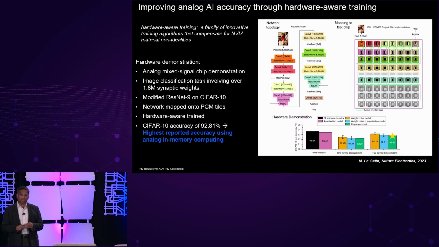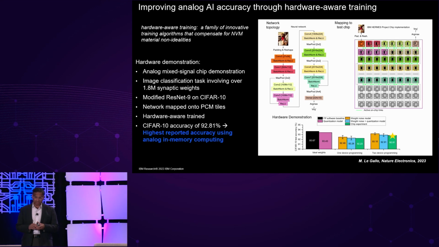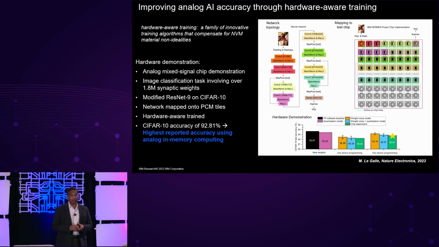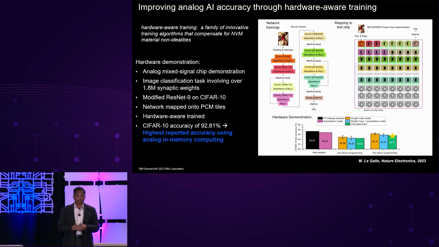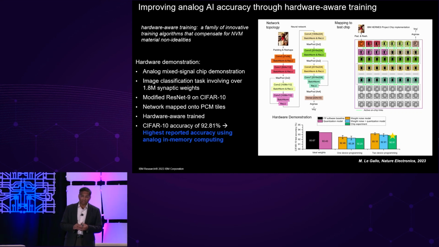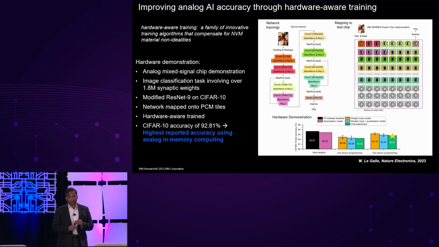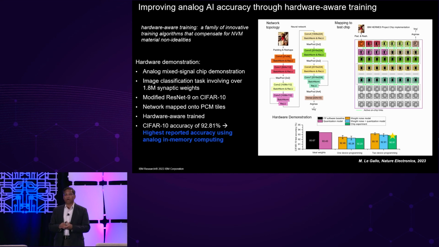Finally, you can see that this is a very recent paper that we are very proud to have published in Nature Electronics, where, for the first time, we are able to develop hardware-aware training, which is a family of innovative training algorithms that compensates for NVM, in this case phase change memory material, non-idealities. On the left-hand side, you can see the network topology, and we were able to map this network topology onto different tiles on the hardware.